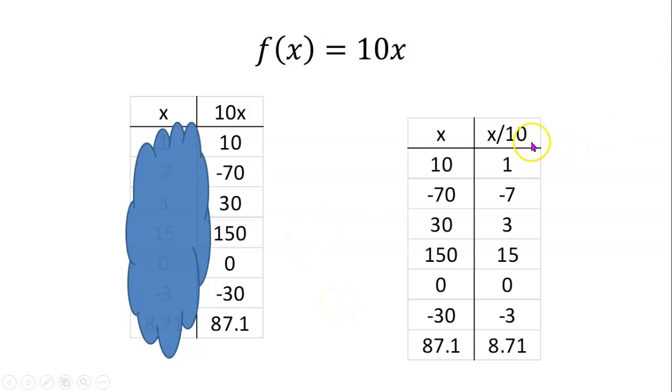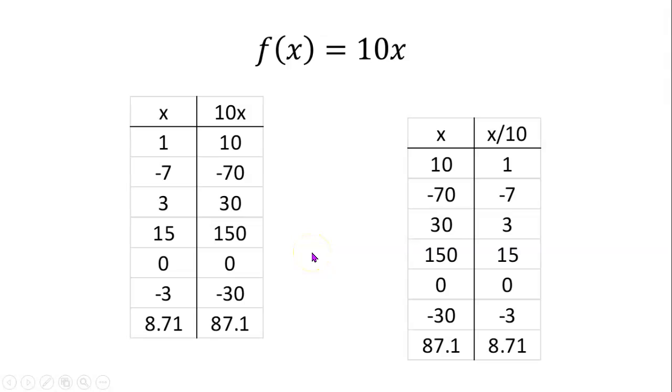You can apply the function that divides a number by 10. It takes x and gives you x divided by 10. That would take you from 10 down to 1, from -70 down to -7, from 30 down to 3, and so on. So that does recover the numbers we started with. So if f of x equals 10x, f inverse of x equals x over 10.